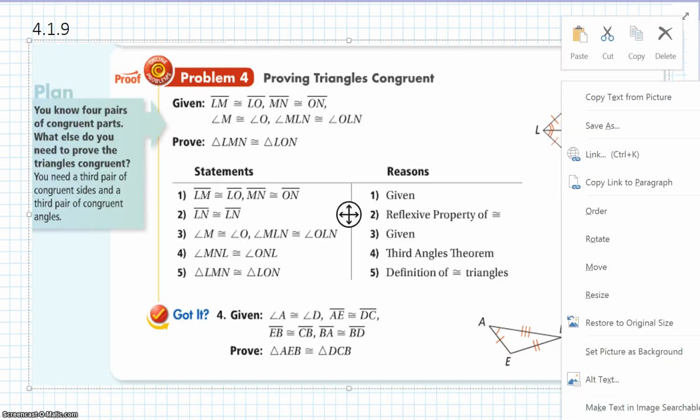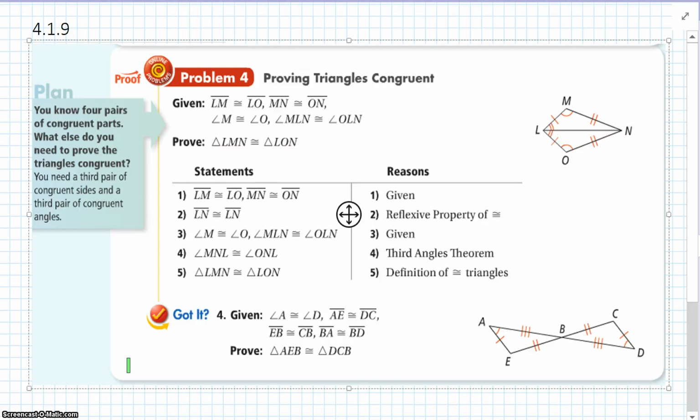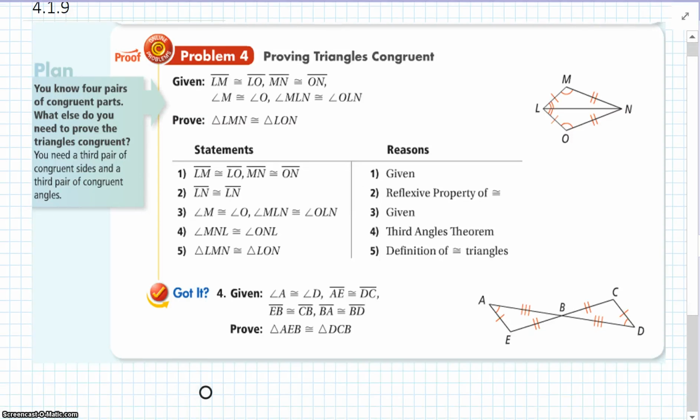Next example. Okay, let's look. Prove triangle congruency. Given segment LM is congruent to LO, so we know that side is congruent with that side. We know MN is congruent with ON, and we know the measure of angle O is congruent to the measure of angle M, and we know angle MLN is congruent to OLN. Can we prove triangle congruency? You know 4 pairs of congruent parts. What else do you need to know? You need a third pair of congruent sides.